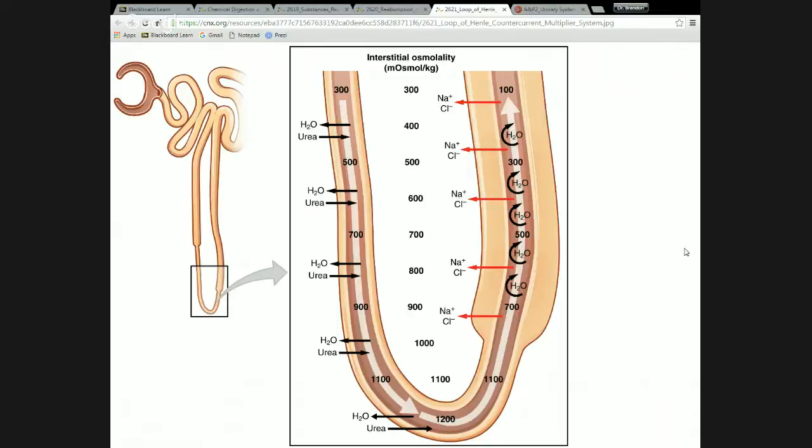And then as we go deeper and deeper into the medullary pyramid, the concentration of stuff in the extracellular fluid increases. Okay?